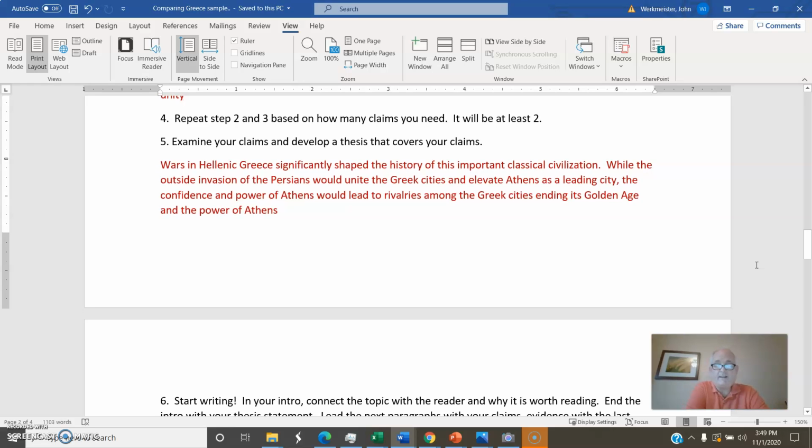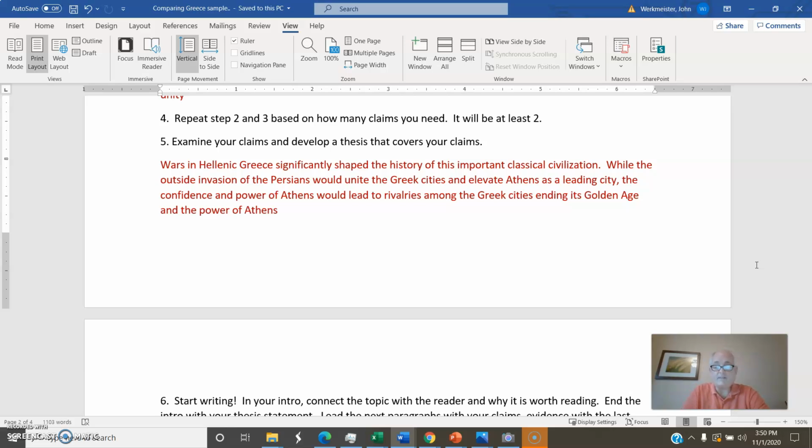I've got to take those two claims and put them together in a thesis. So I said, wars in Hellenic Greece significantly shaped the history of this important classical civilization. While the outside invasion of the Persians would unite Greek cities and elevate Athens as a leading city, the confidence and power of Athens would lead to rivalries among Greek cities, ending its golden age and the power of Athens.